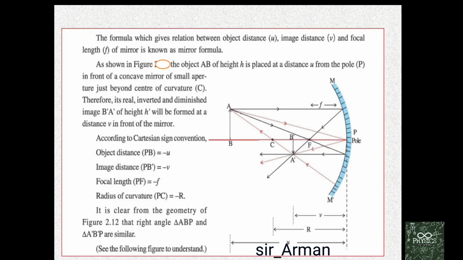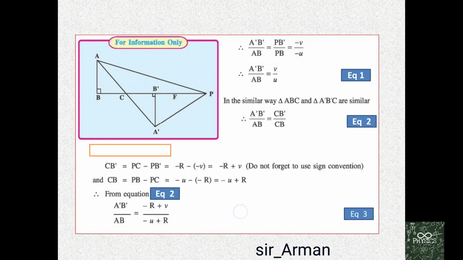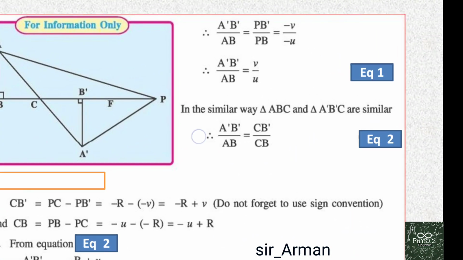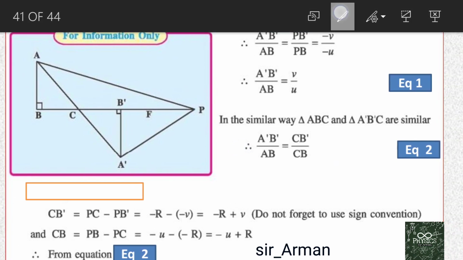So again we can use the theorem of similarity of triangles. We can take the ratio of the two sides and equate them. So here again A'B' by AB is equal to B'C by BC, or CB' by CB, we can take the ratio. So this is our equation number 2.